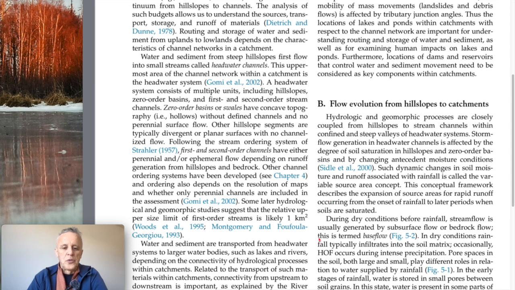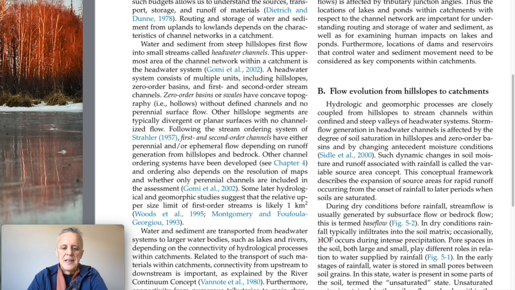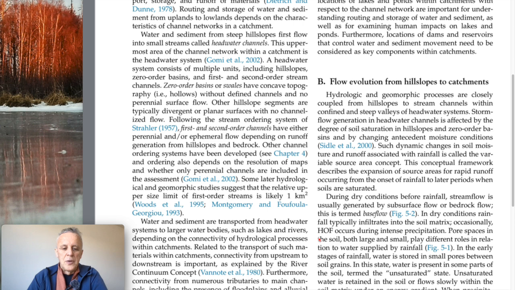Zero-order basins or swales have concave topography without defined channels and no perennial surface flow. Other hill slope segments are typically divergent or planar surfaces with no channelized flow. Following the stream ordering system of Strahler, first and second-order channels have perennial and/or ephemeral flow depending on runoff generation from hill slopes and bedrock.